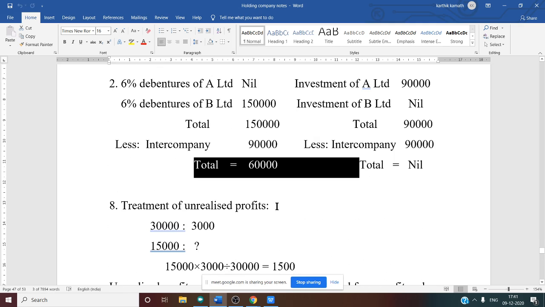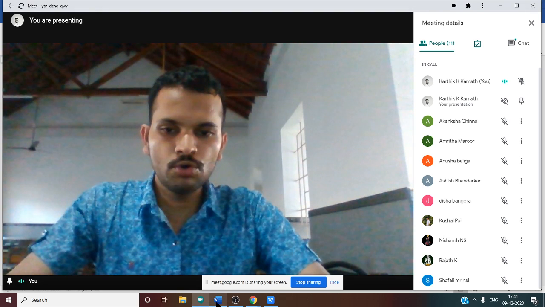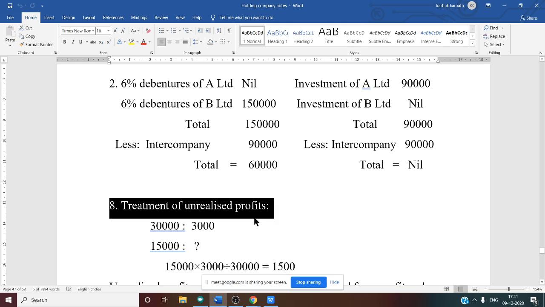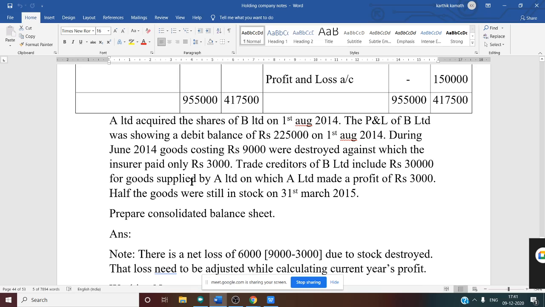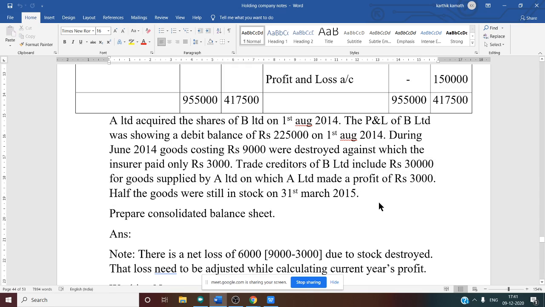Next, treatment of unrealized profit. The last working note is the unrealized profit working note. So that you have to see here. See this. Once again, we'll see the adjustment. Trade creditor of B 30,000 for the goods supplied by A, on which A made a profit of 3,000. So on 30,000 worth of goods, the profit is 3,000, we know. For unsold goods, what is the profit? Unsold goods, how to find out?